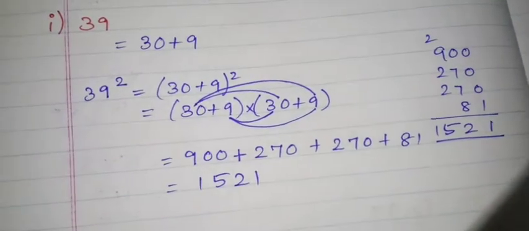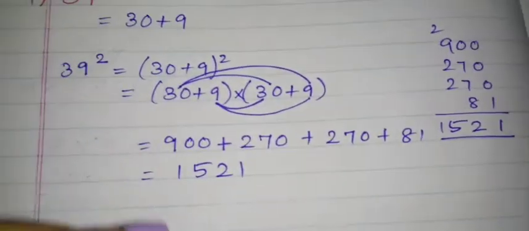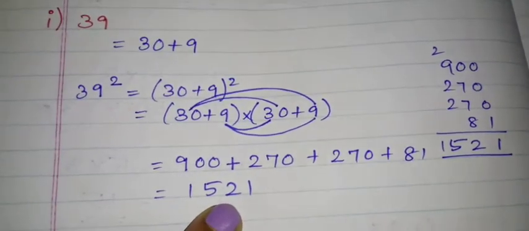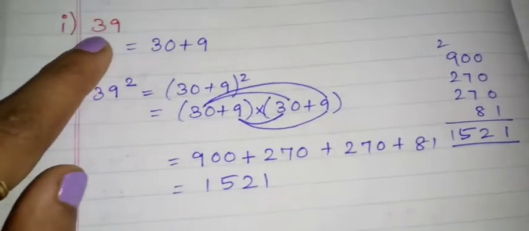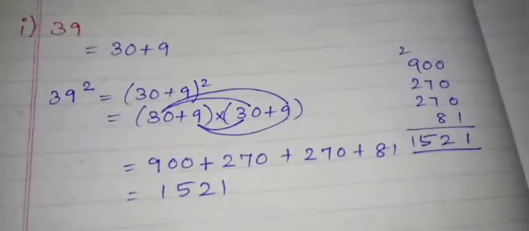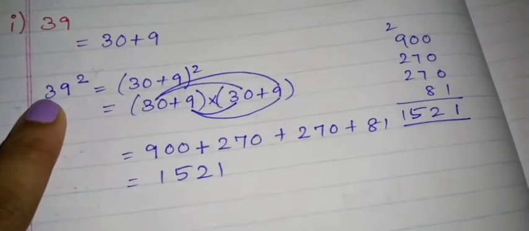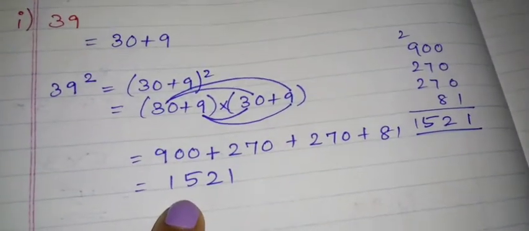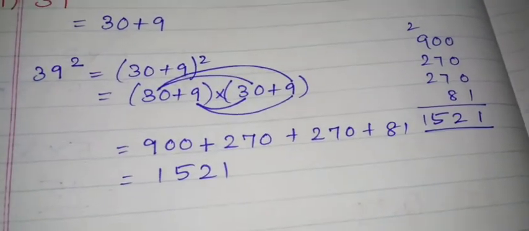1521 is the square value for 39. You can multiply it and check: 39 into 39 you will get 1521. Okay children. Next is 42.